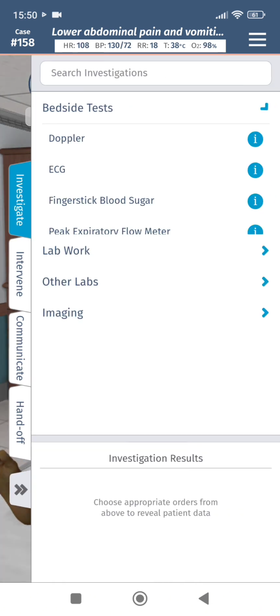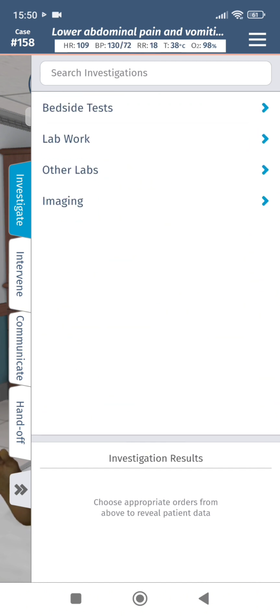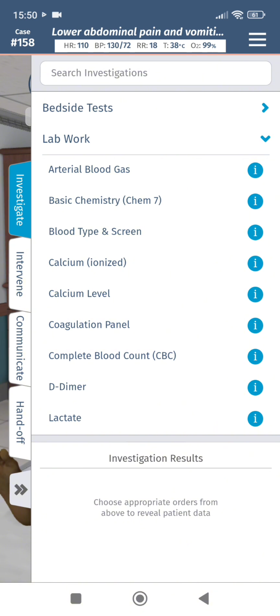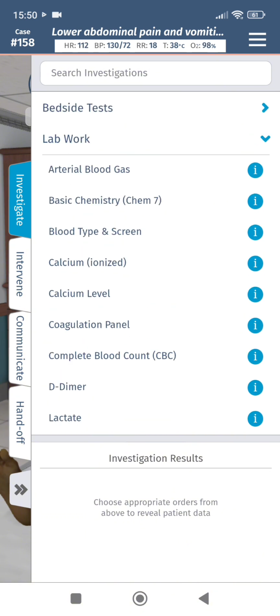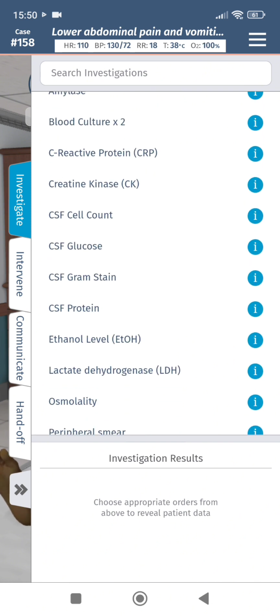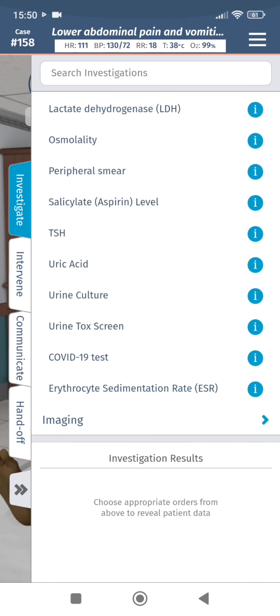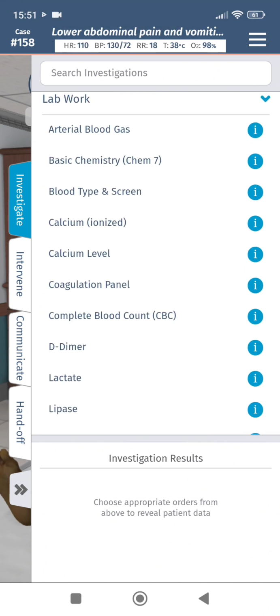So now we will go for the investigation portion. We quickly investigate. On this side you can do any test. You have blood tests, you have imaging tests, and other tests are also available. So we will go for the CBC.